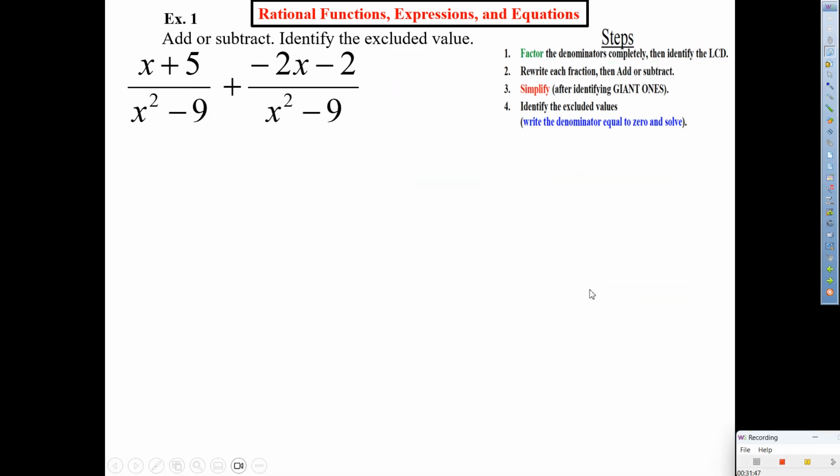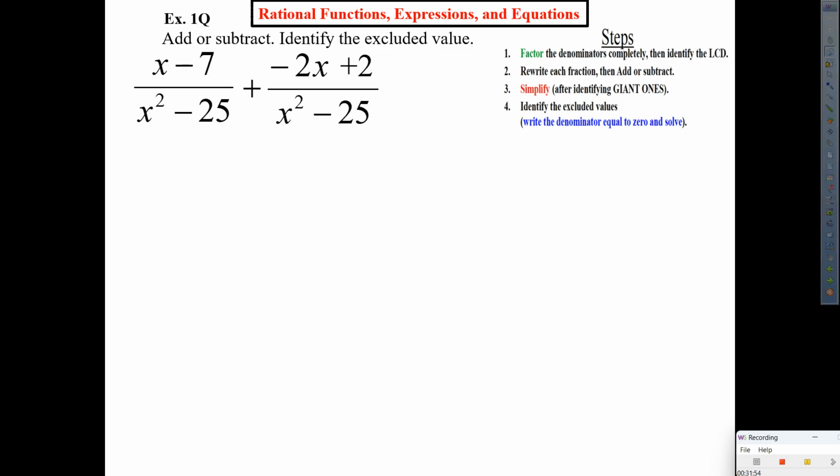Copy this one. Do that one by yourself. This is almost exactly like the one we just did. See if you can do that one completely by yourself. Go. All right, should be just about done.